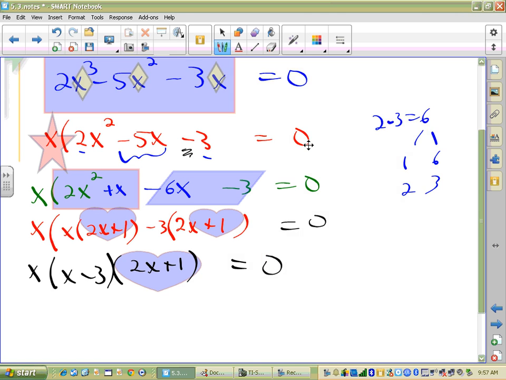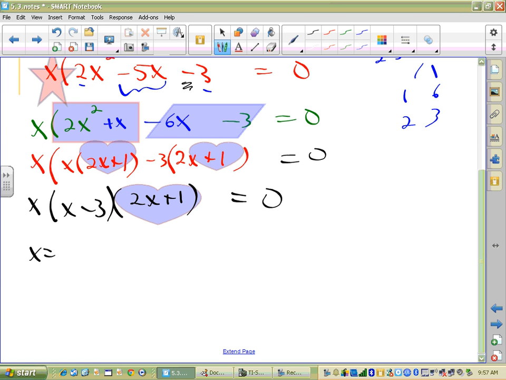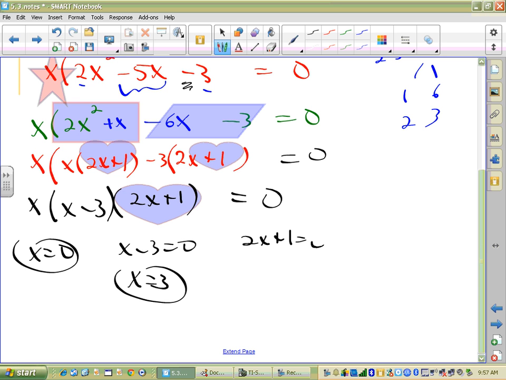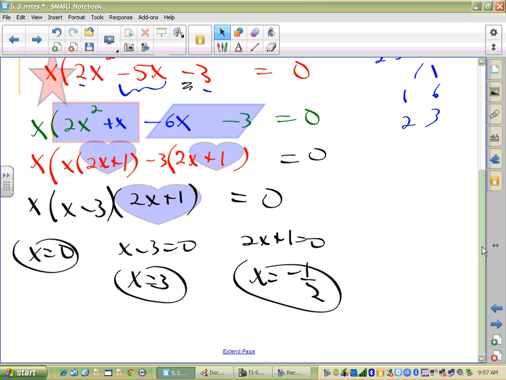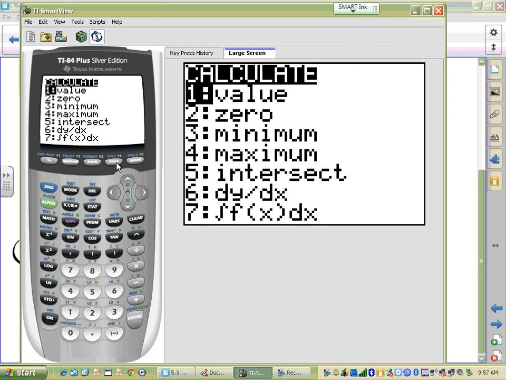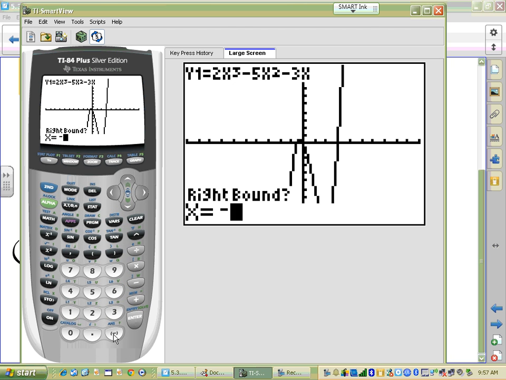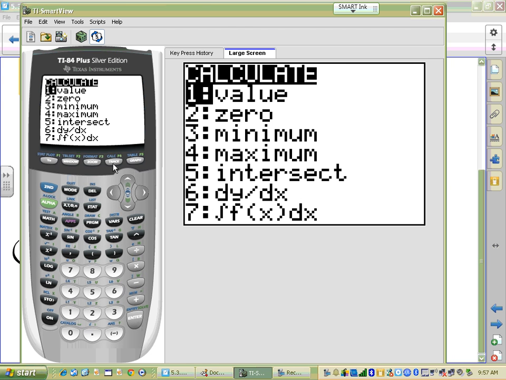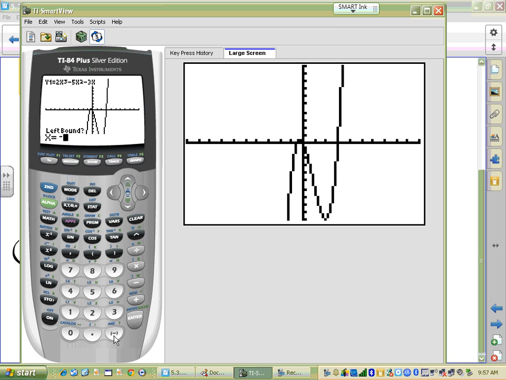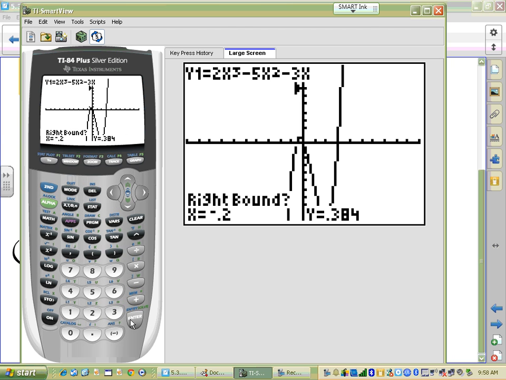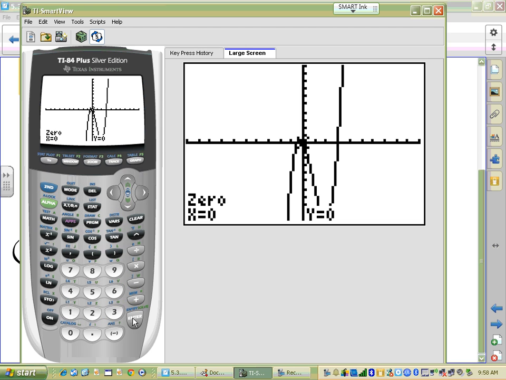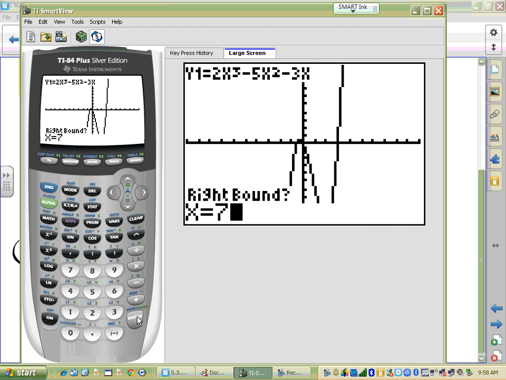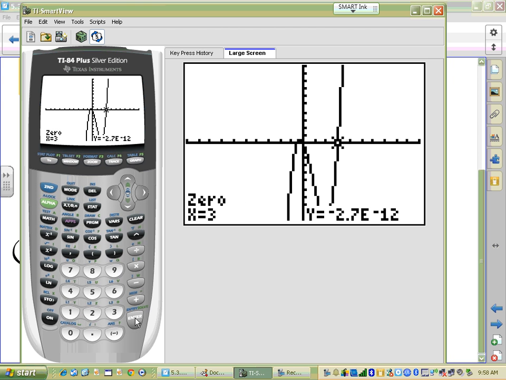Okay. So going back then, x equals 0, x minus 3 equals 0, so x equals 3. And 2x plus 1 equals 0, so x equals negative a half, which confirms what the graph showed us, that one of the zeros is in fact negative a half. The other one, if we calculate a zero, choosing for the left bound, negative 2/10, and for the right bound, maybe 1, 0 is another zero, and then another zero of the graph is 3. Okay, so the 3 zeros of the graph.